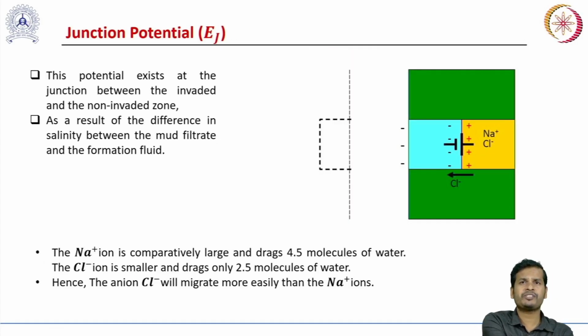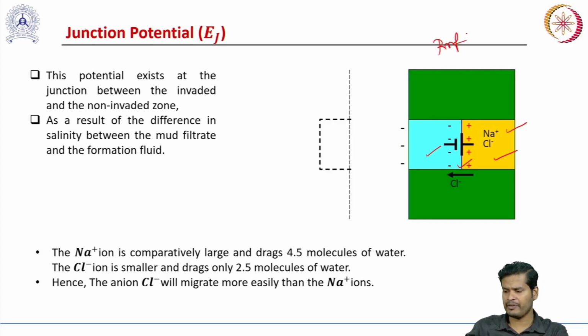Now, the second potential is our junction potential. The junction potential exists at the boundary between the invaded zone, that is this, and the non-invaded zone. So the non-invaded zone has a higher concentration of Na plus and Cl minus compared to our invaded zone, because we are considering again RMF is greater than RW, or formation water is more saline. Here both Na plus and Cl minus can move from the non-invaded zone to the invaded zone.